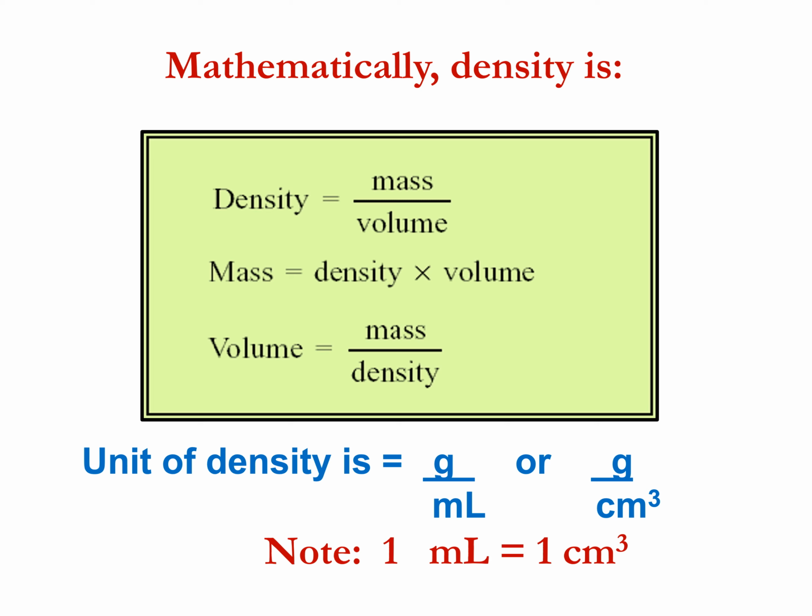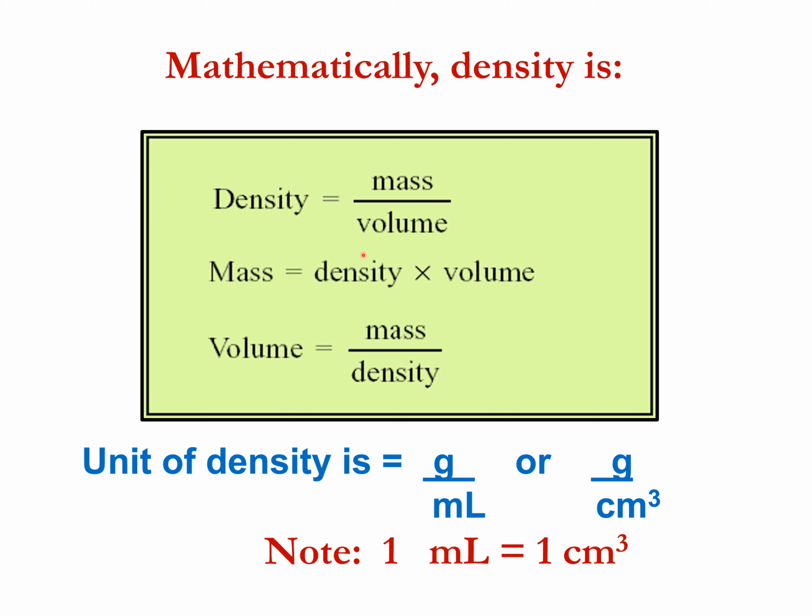So if we want to calculate density, we use the formula density equal to mass divided by volume. With this formula, we can calculate mass and we can also calculate volume. So mass is equal to density multiplied by volume. This is derived by simply doing cross multiplication here, and you will have mass is equal to density times volume.